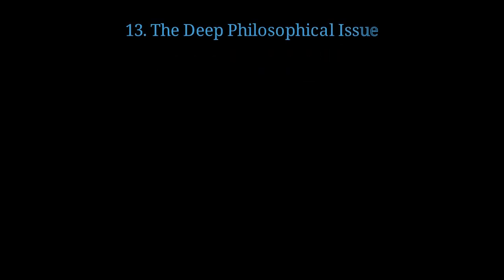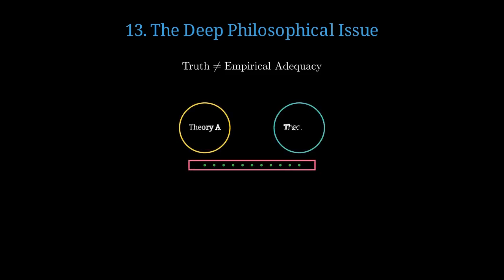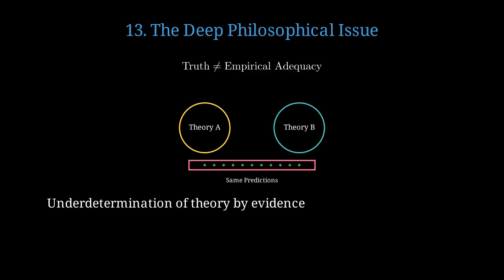This brings us to the deep philosophical issue at the heart of the paradox. Truth is not the same as empirical adequacy. A theory can match all observations without being true. Two completely different theories can make identical predictions, leaving us unable to determine which is actually true. This is called the underdetermination of theory by evidence. Data alone cannot determine which theory is correct.